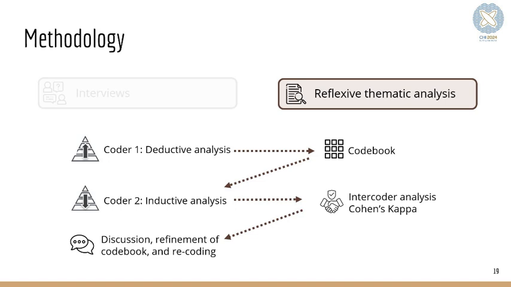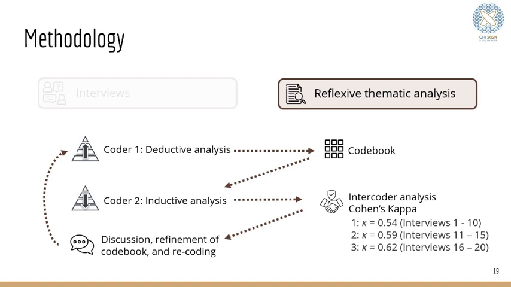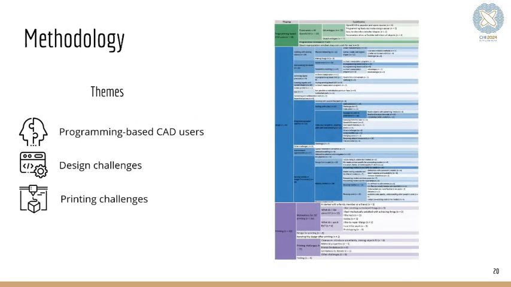Then, the interviews were recoded with the new codebook. We iterated the process 3 times. We started with 10 interviews in the first iteration, 5 in the second, and 5 in the third to complete all 20 interviews. At the end, we obtained a moderate agreement index. We grouped the codes around core concepts to establish themes. We identified 3 themes as a result.